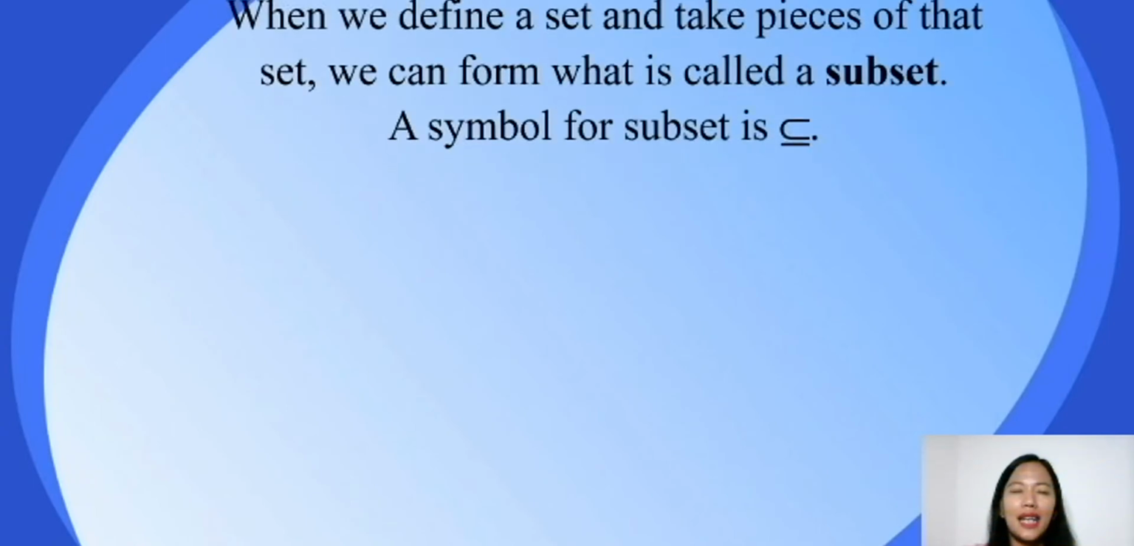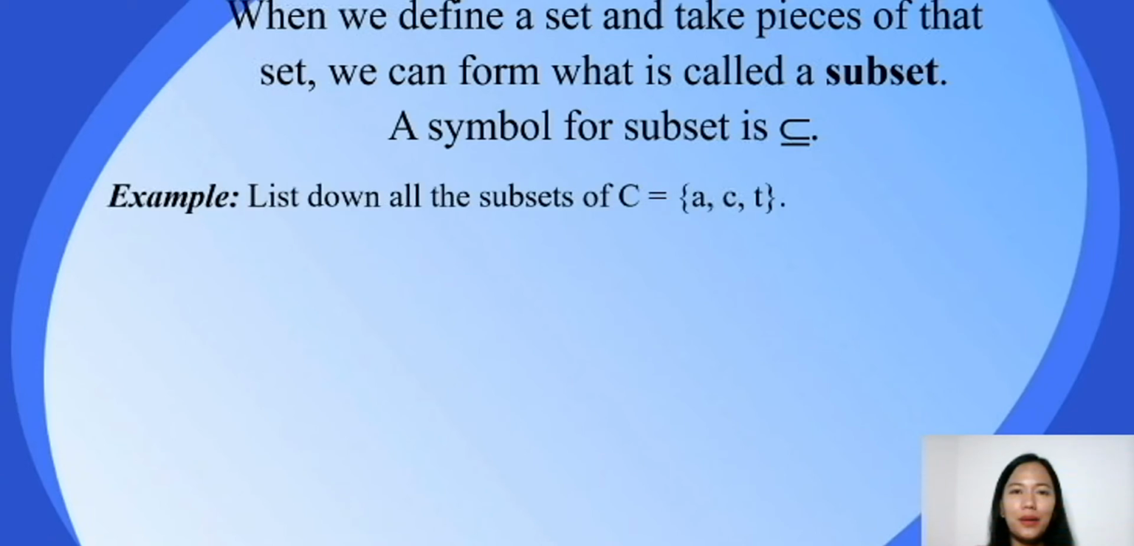When we define a set and take pieces of that set, we can form what is called a subset. This is the symbol for subset. For example, let us list down all the subsets of set C whose elements are A, C, and T. Take note that in writing a subset, it is similar to writing a set. It should be enclosed with a set bracket or curly brackets, and each element must be separated by a comma.